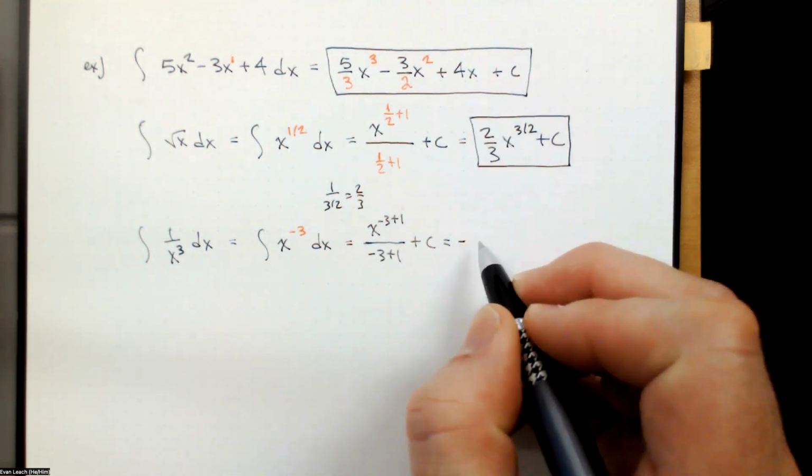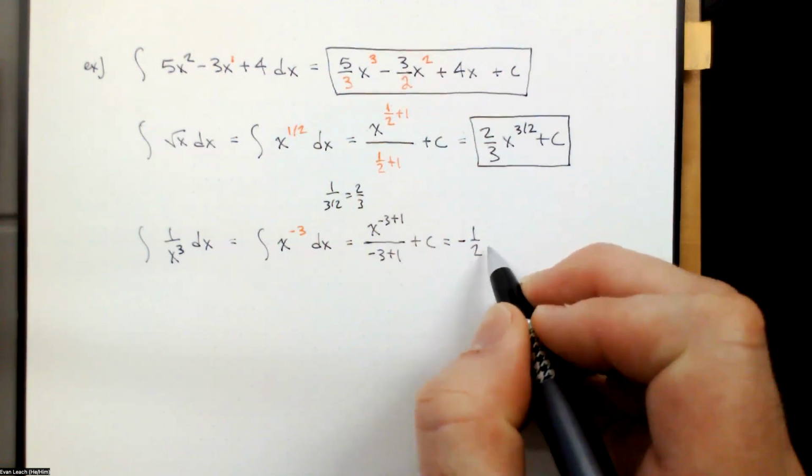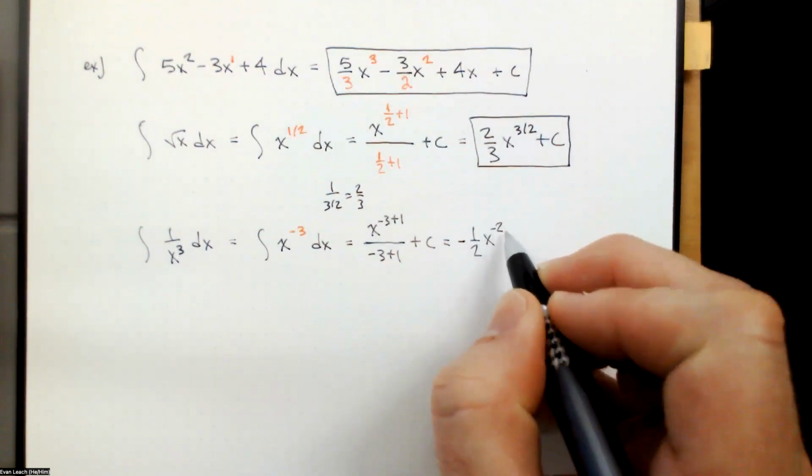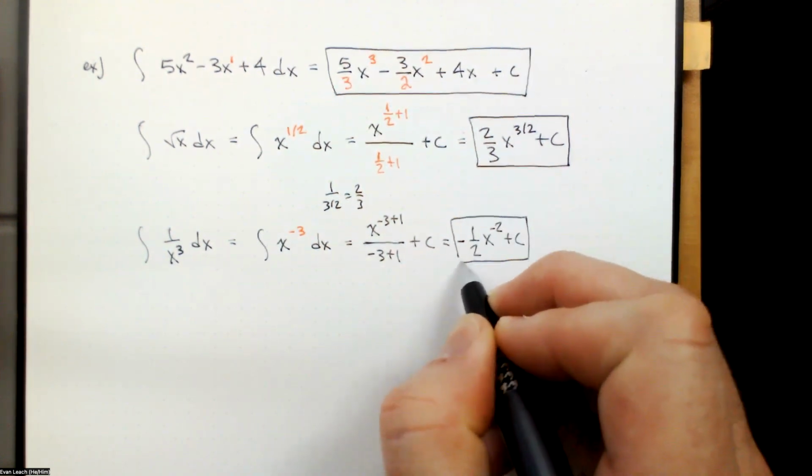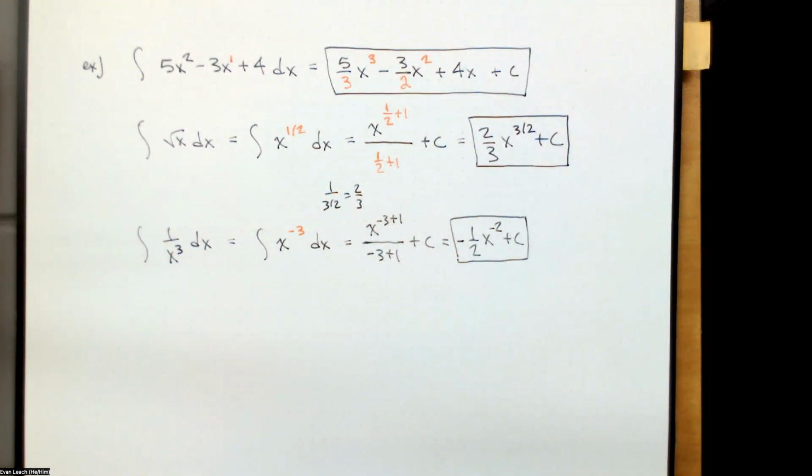So one way to write this would be -1/2 x to the -2 plus c. Write it coefficient times power of x. I like coefficient and power of x, especially when fractions are involved. I'm okay with negative exponents. This is a great thing to type.